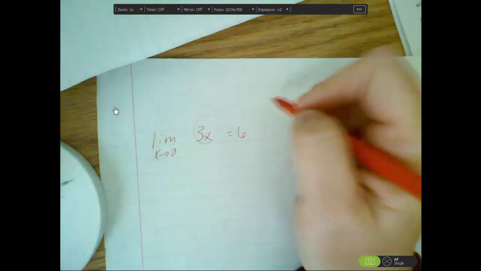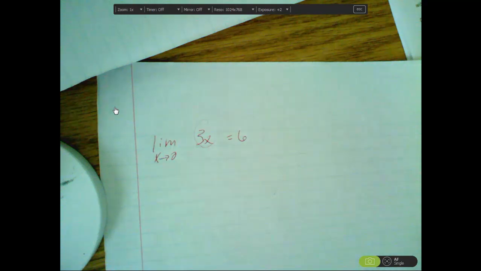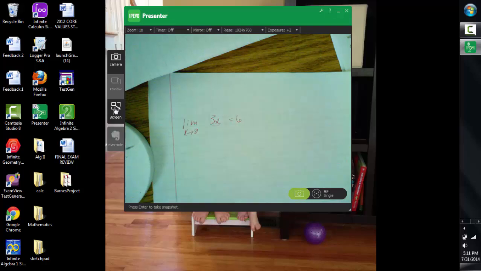It's also worth mentioning now that a limit only exists if the limit from the left-hand side of the graph and the right-hand side of the graph are the same. We're going to talk about that a lot, but you might hear me say the limit exists or the limit doesn't exist, and I want you to know where that's coming from.